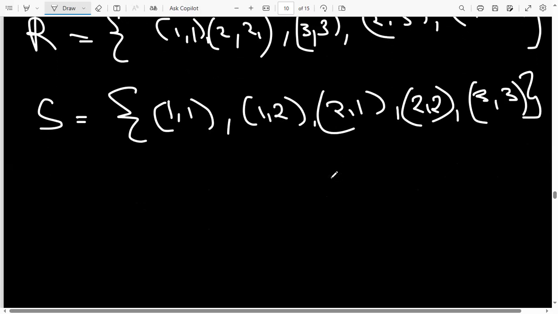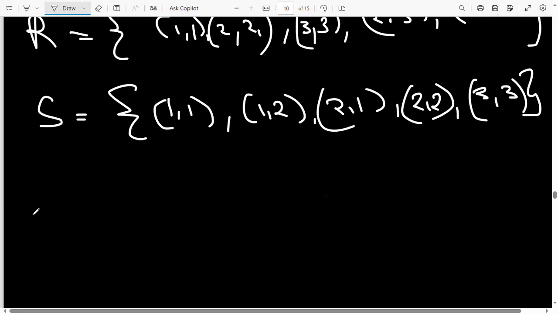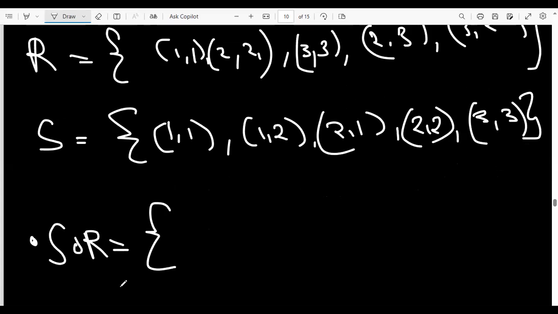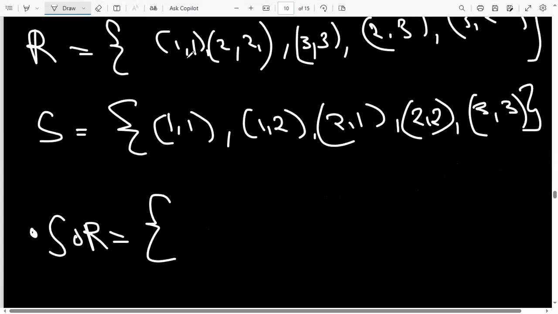So what are we going to do? We can start with S of R. How do we find compositions? We always start from the second relation there. So we'll go into the relation R and see what it does. In R, R maps 1 to 1. What does the relation S do to that 1?